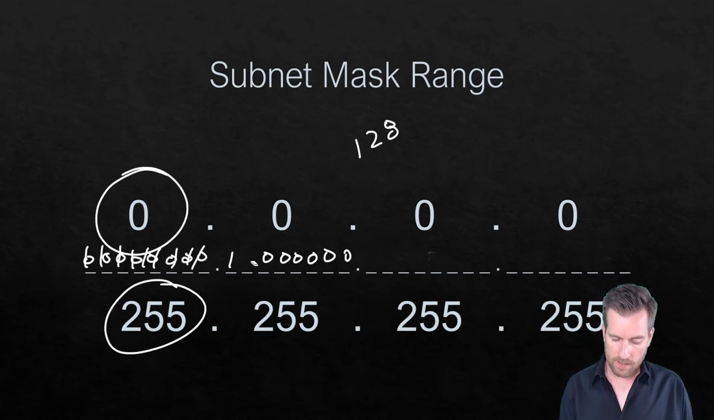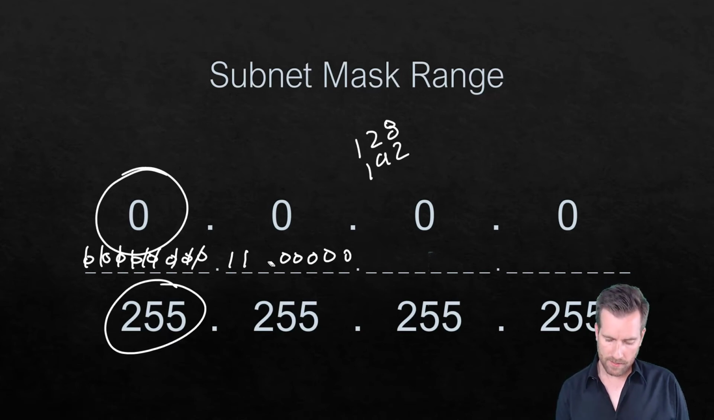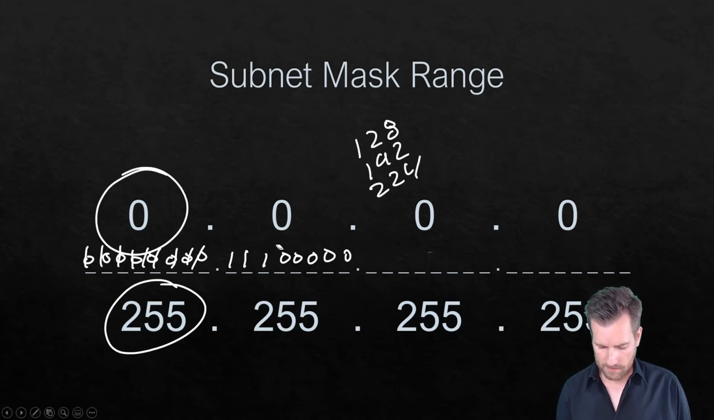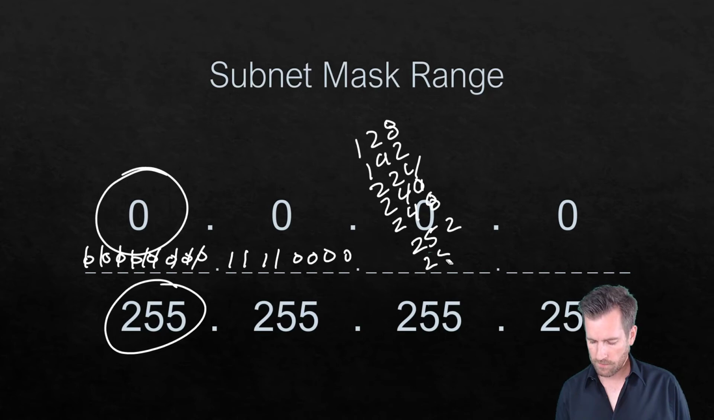Let's say we borrow another bit, and so now we get 192. Let's say we borrow another bit, and now we've got 224. If we borrow another bit, we've got 240. The next bit would be a 248. The next one would be a 252. The next one would be a 254.